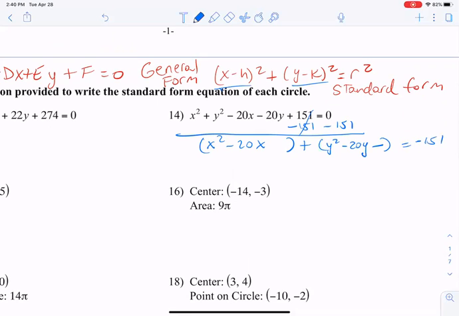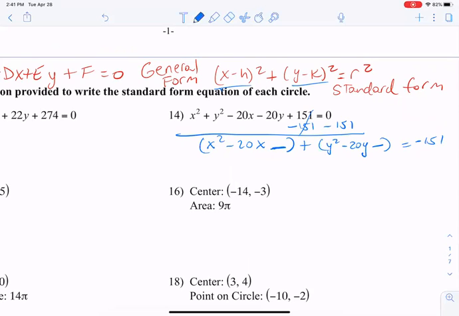Now what we need to do is find this term. So how do we find that term? If this number is divisible by 2, you can divide by 2. So 20 divided by 2 is 10, and 10 squared is 100. Remember, this number is always going to be positive.